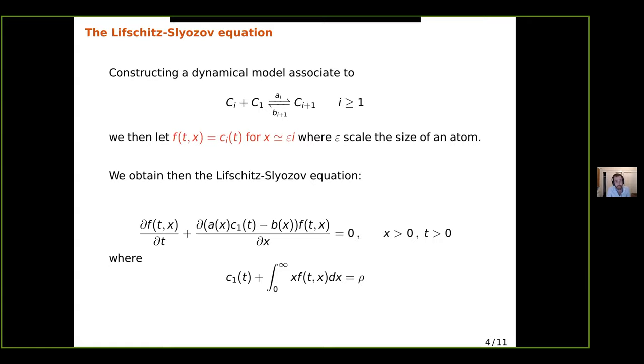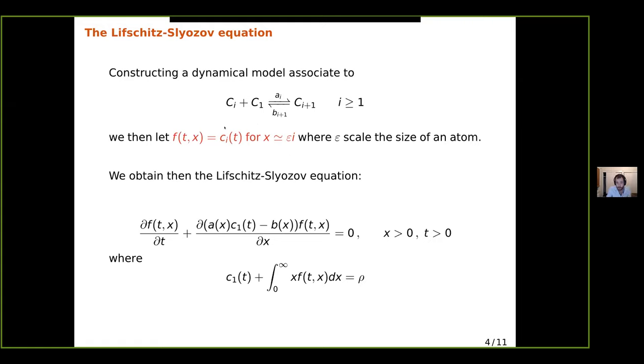And the equation built from that kind of reaction, if we consider the density, because we are concerned with the distribution of clusters by size, and if we know the size x, we can perform some scaling in that kind of system with a small parameter that can describe the size of an atom or the mass, for instance, that is very small. And we make the size variable a continuous variable so that we can construct a nice distribution that we call f(t,x). So it describes the distribution of aggregates by size.